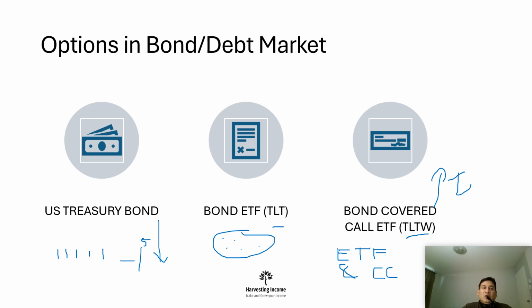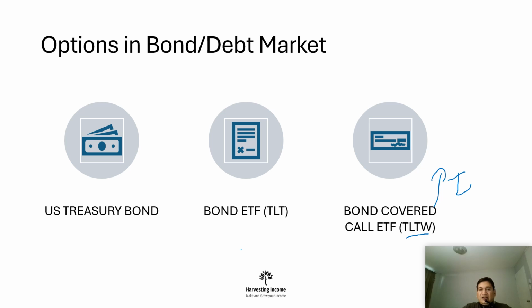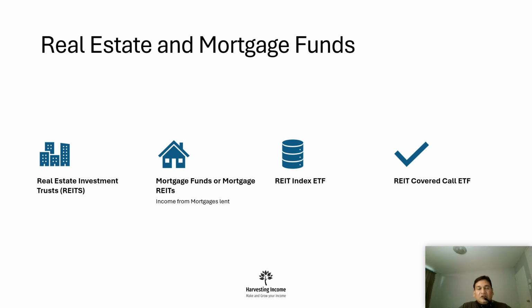And can you guess what would be the next asset class that we're going to discuss? So we have discussed equities, we have discussed bonds. So what would be the next one? Some of you are looking in the right direction. That would be real estate. So real estate and mortgage funds, I put both into the same category because it's kind of similar, but there are subtle differences. In real estate, some of you are already familiar, like you are familiar with real estate investment trust. So you can invest in a real estate investment trust.